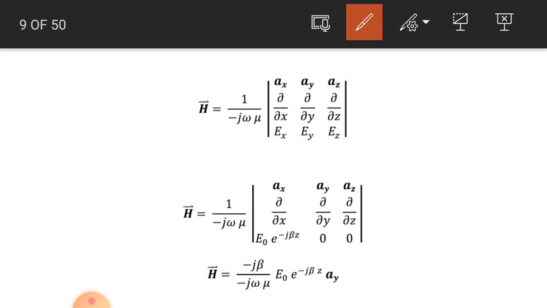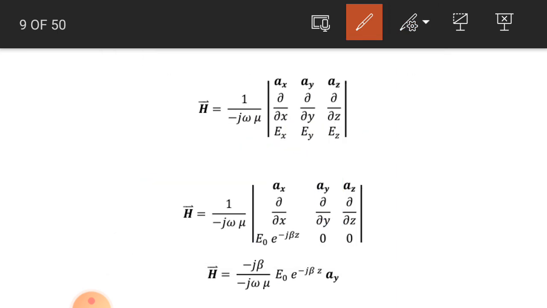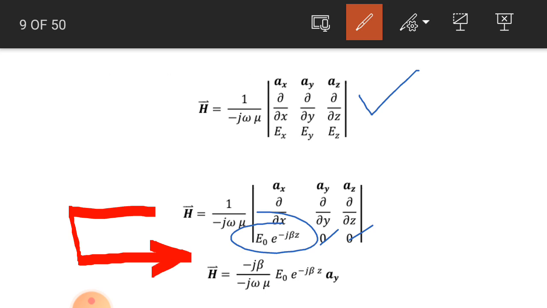If you look at the phasor value of the electric field intensity in the lossless dielectric medium, it is in the direction of the unit vector ax. This means that this vector has only one component, which is the x component. The y component is zero, and the z component is zero as well. So we put the values in this particular determinant. Here is the x component of the electric field intensity. The y component is zero, and the z component is zero as well. We expand this determinant, and the expansion results in this particular equation.